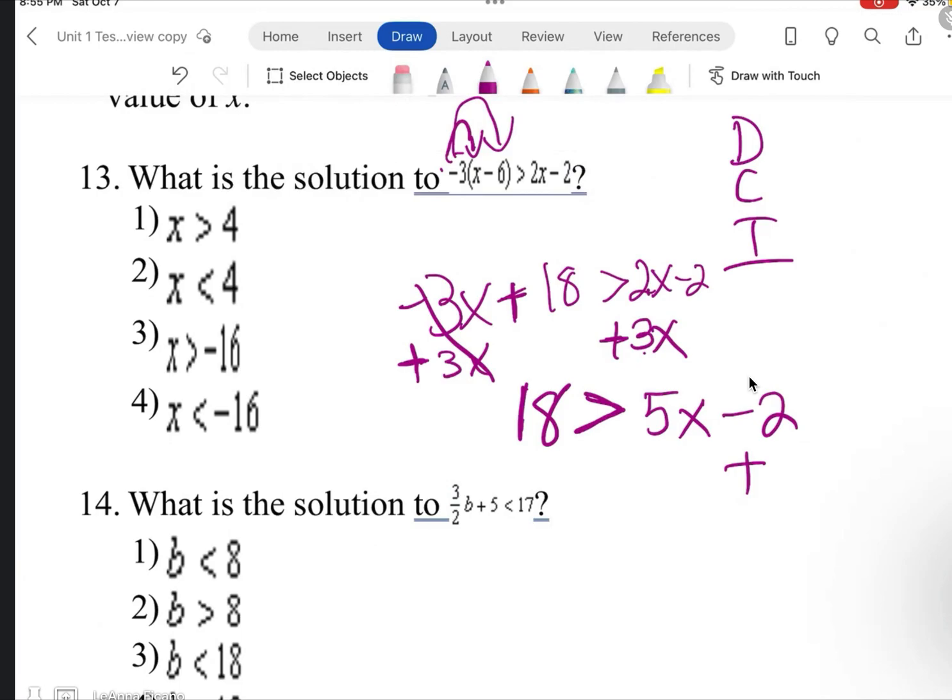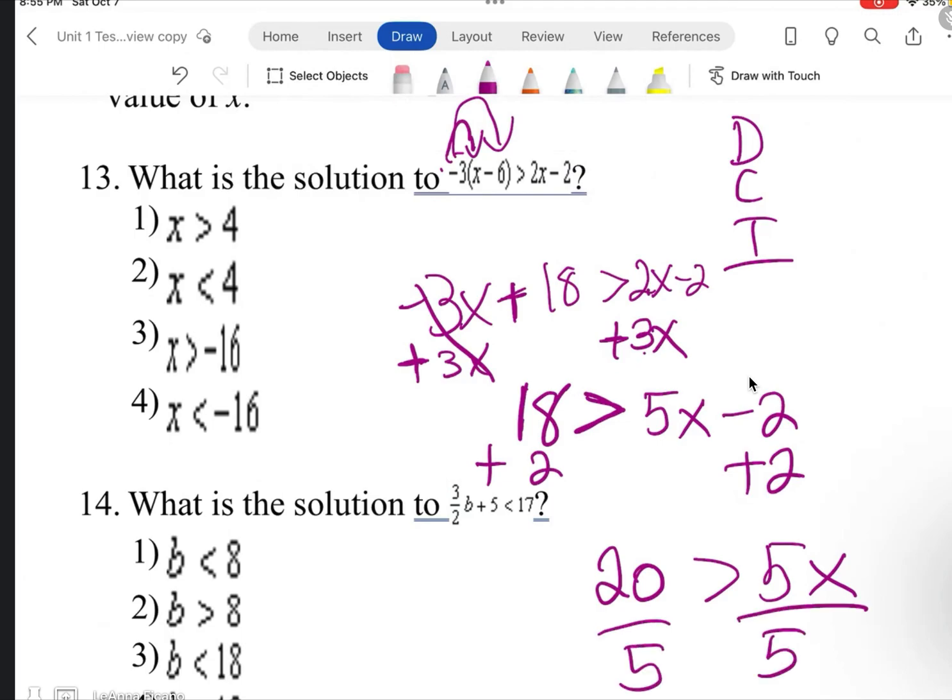We want to get rid of this negative 2, so we're going to add 2 to both sides. We end up with 20 is greater than 5x. And then we're going to divide by 5. 20 divided by 5 is 4. We keep the greater than sign, and we keep the x. Your answer is x is less than 4.